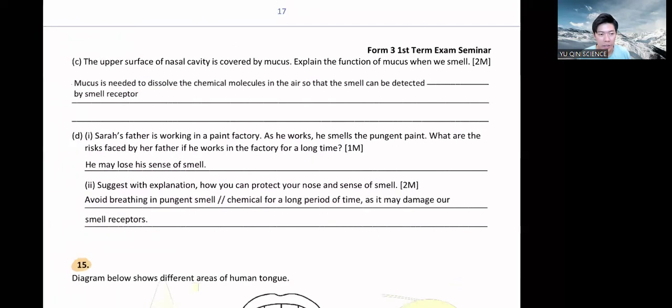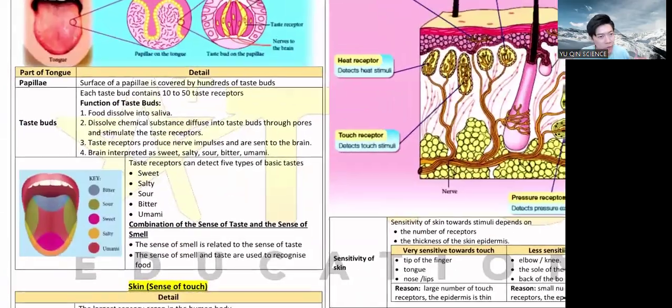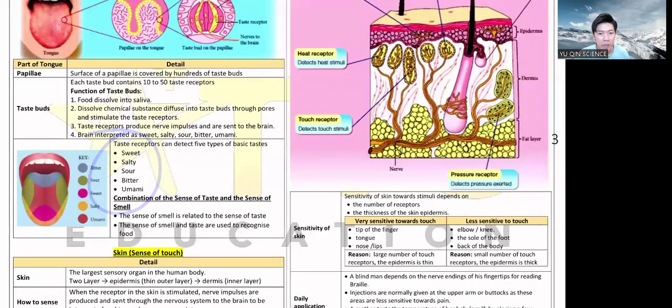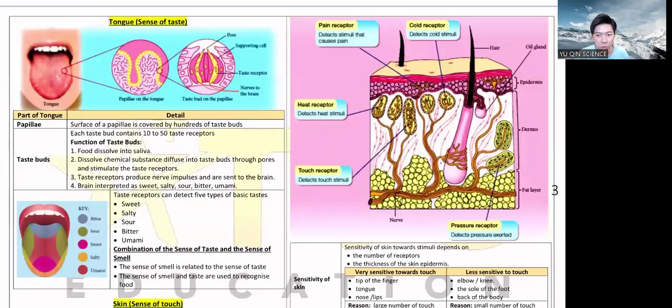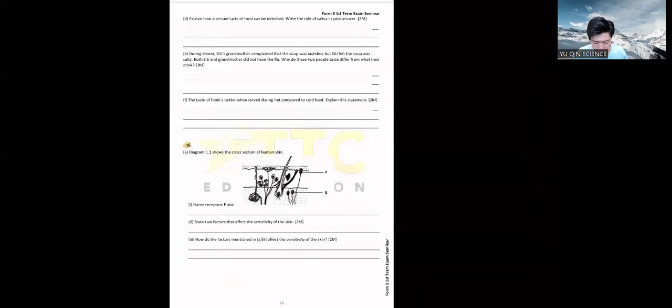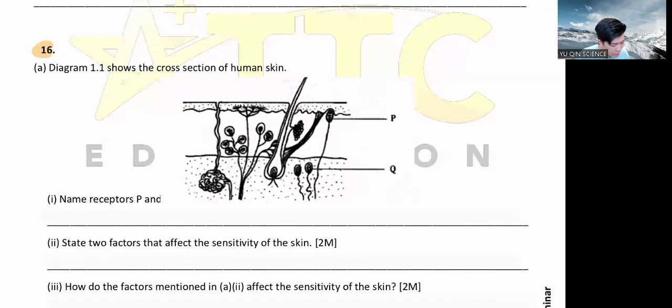Okay. Tongue, I think quite easy. Tongue is this one. I think tongue is quite straightforward. This is for you. Make sure you understand the parts that you taste. Maybe we can go to skin. Skin question. Okay. We have skin, page 19.